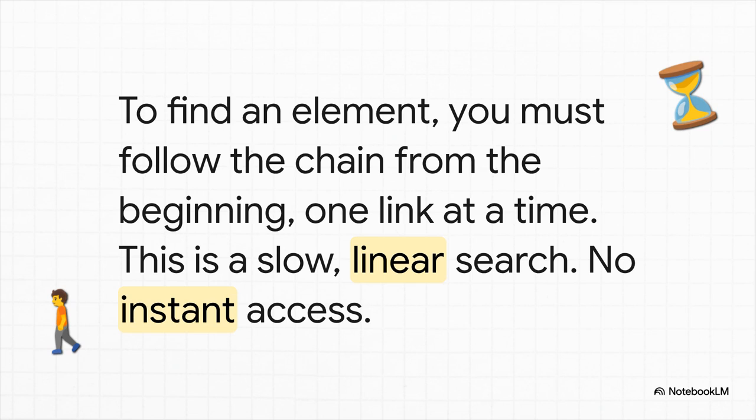A trade-off. We got our fast insertions and deletions, but what did we give up? Fast access. See, with an array, you can jump to any box instantly. But with a linked list, if you want to find the 500th element, you've got no choice but to start at the very beginning and follow the chain, link by link, 499 times. That's a linear search, and for a big list, it is painfully slow.